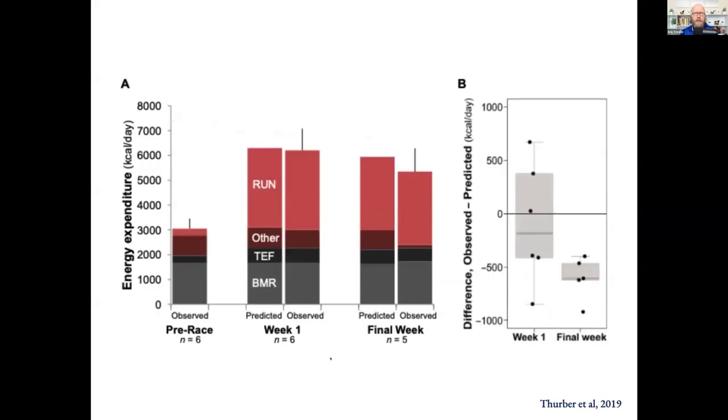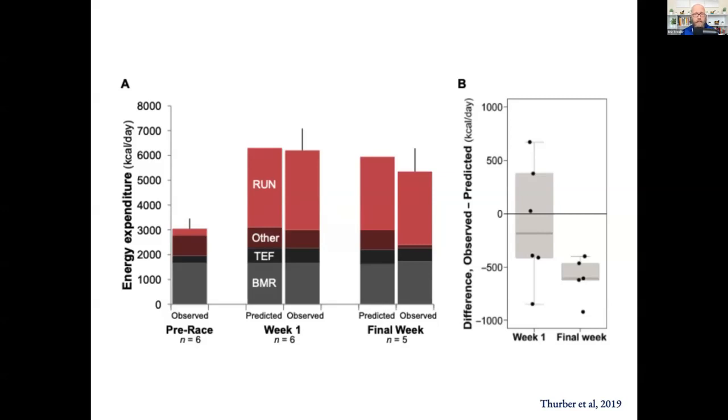And so this is more data from the Race Across USA, which, like I said, was basically a marathon a day for several weeks. And what's interesting is that in week 1 of this event, the difference between observed energy expenditure and predicted energy expenditure was pretty close to 0. People were burning as many calories as we would expect. But in the final week, when those measurements were repeated, the researchers, Thurber and colleagues, found that there was actually quite a large discrepancy between predicted energy expenditure and measured energy expenditure. And the drop ended up being about 600 calories per day.